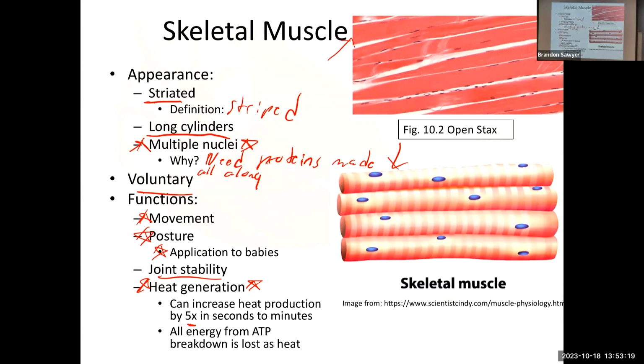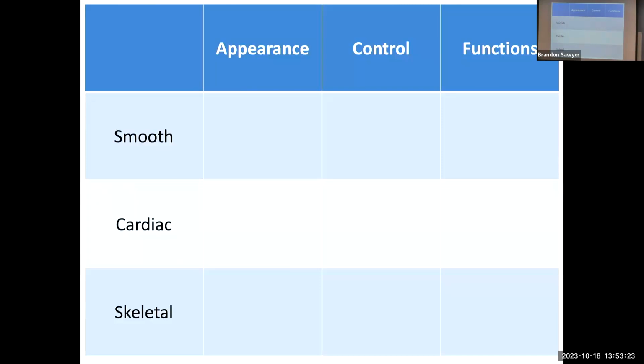Questions on any of that? Well, I want you guys to work on this little recap here, talking about the three types. What does it look like? How do we control it? What are the primary functions? We'll come back together in a couple minutes.